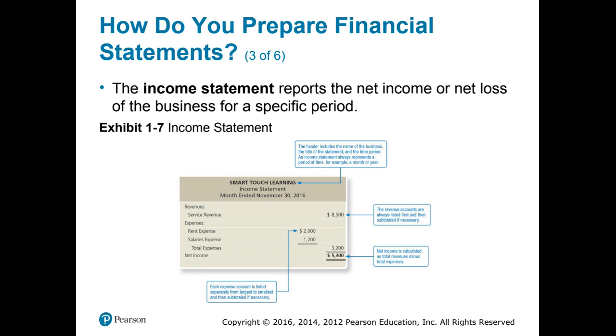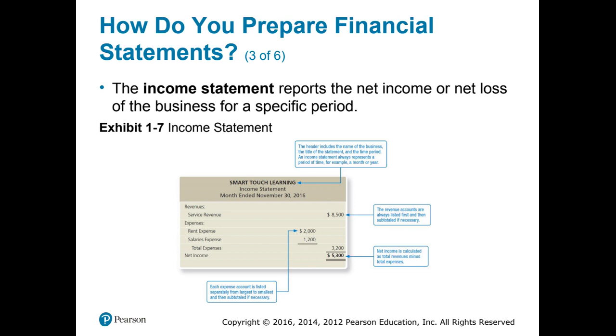And then for the month of November, our revenues, we had one revenue account that was service revenue. Our service revenue account had $8,500 in it. So we received revenues of $8,500. We paid out expenses. We had expenses of rent expense for $2,000 and salaries expense for $1,200. And so I want to also point this out because formatting is a big deal as well. And like I said, you're going to be creating one of these in your assessment.